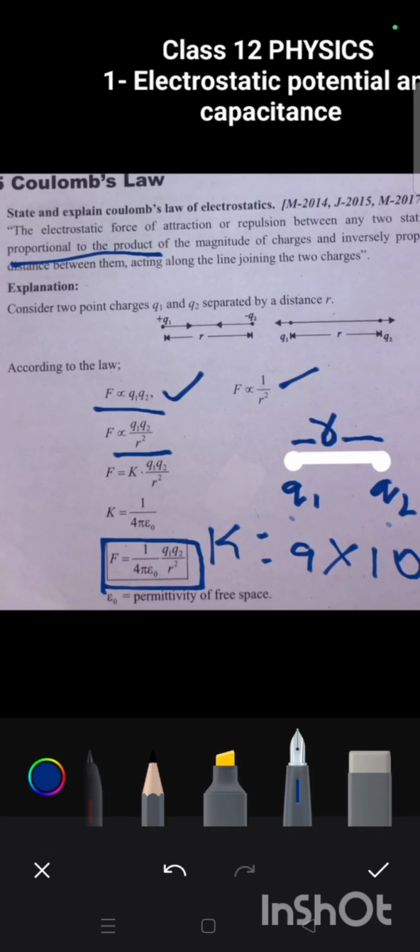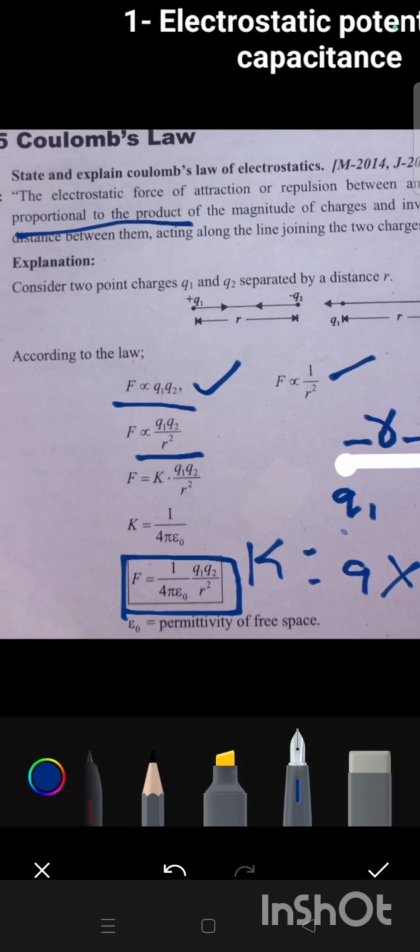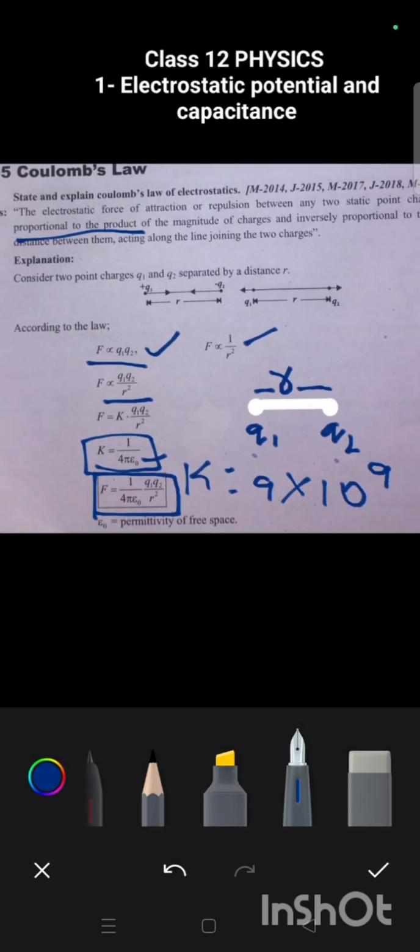Now what is epsilon naught? This 1 by 4 pi epsilon naught is completely a constant, where 4 is also constant, pi value is 22 by 7. Then we have epsilon naught. Epsilon naught value you will know further in other problems. While solving problems, you can take the value. It is 8.85 into 10 raised to minus 12. So K is 1 by 4 pi epsilon naught, which is the constant. I hope you all understood this.